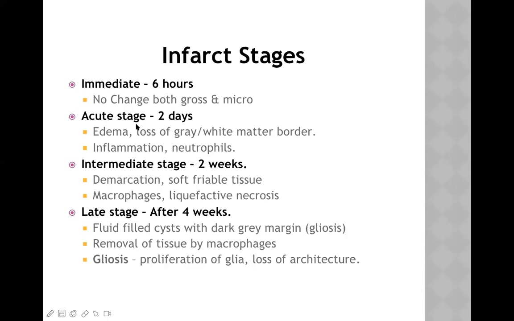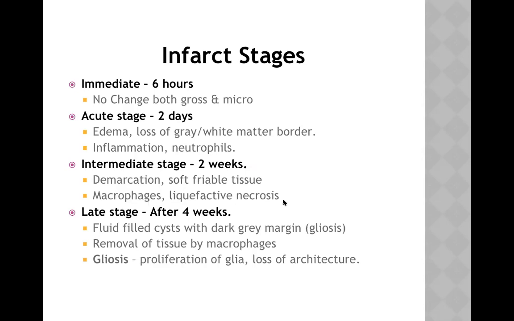Now another one is the acute stage. It may occur up to 2 days. During this time there would be edema, and there is loss of the gray-white matter border. We cannot really differentiate it, and microscopically there would be inflammation with a lot of neutrophil infiltration. So edema is the main feature in the acute stage, and we can see this very clearly with CT scan. After that, up to 2 weeks, the intermediate stage would be there, and during this stage there is soft friable tissue development, and it is quite clearly demarcated from the normal brain. So we can clearly see the border there now. At this stage, regarding the microscopic features, there will be infiltration by macrophages, and there is formation of liquefactive necrosis.